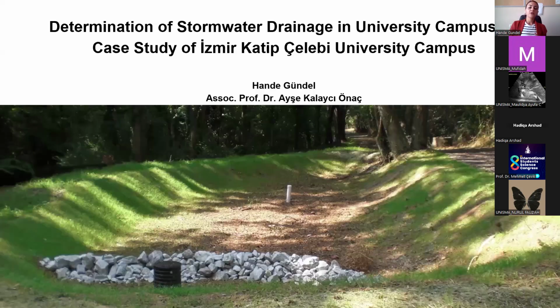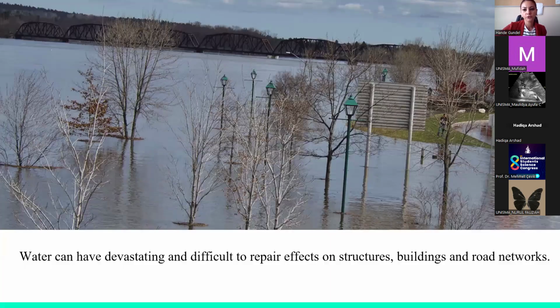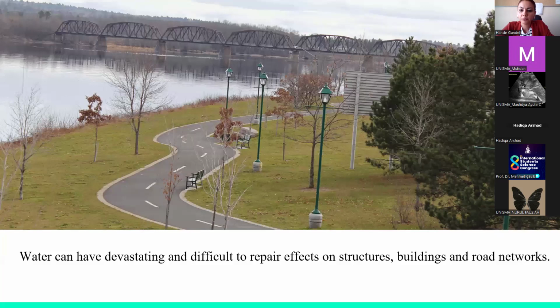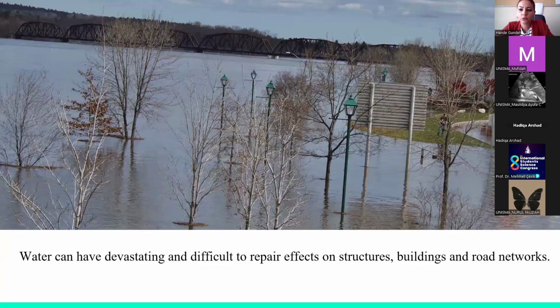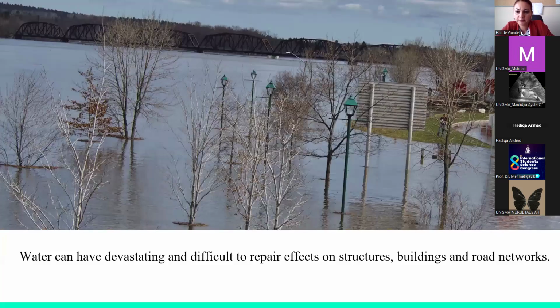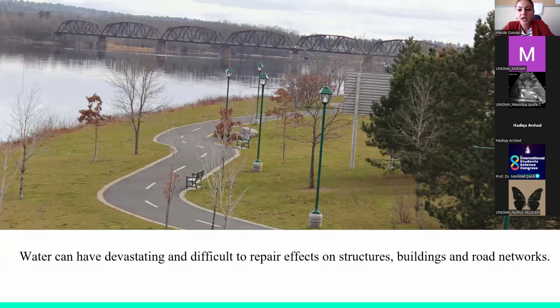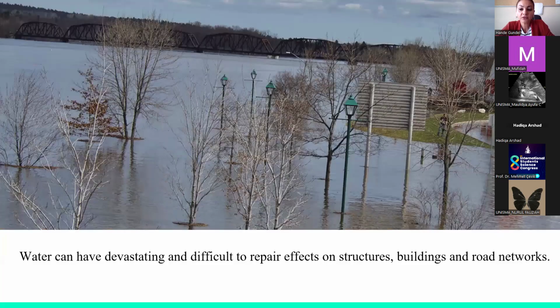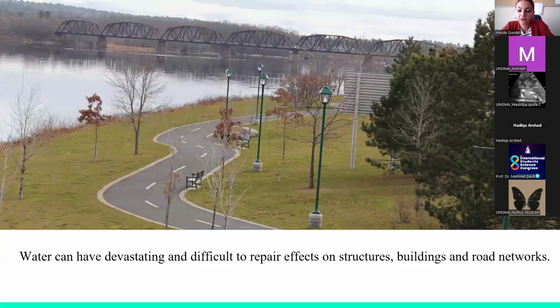Today I'm talking about determination of stormwater drainage in university campuses, a case study of İzmir Katip Çelebi University campus. Water can have devastating and difficult to repair effects on structures, buildings, and road networks. In addition, polluted waters carry many microorganisms and hazardous chemicals. And these waters that mix with drinking water pose a danger to living life.